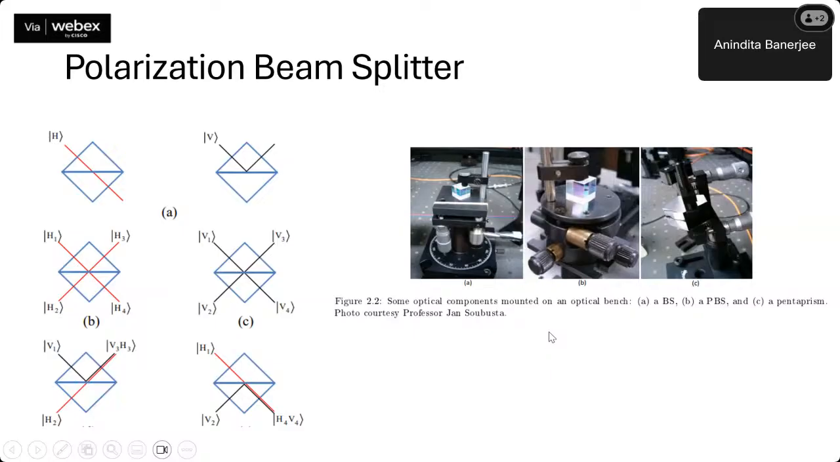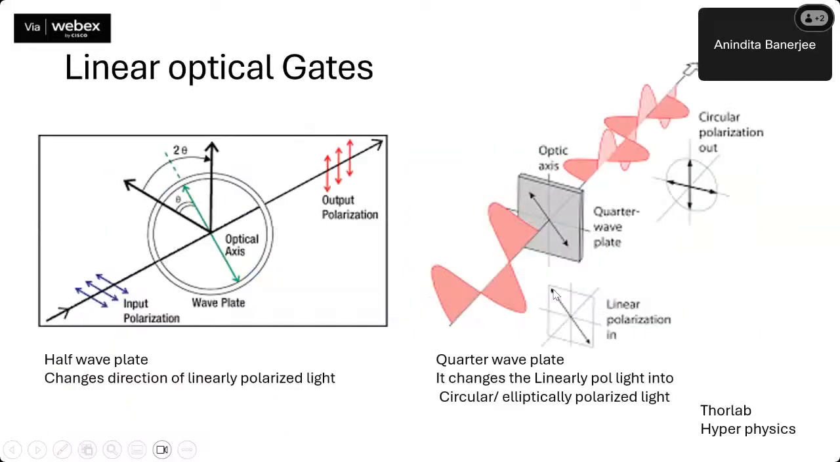Okay, so this is how a polarization beam splitter looks, and this is again from that book. A polarization beam splitter and a beam splitter look similar from here, but once you shine polarized light, you will see it coming out through only one of the ends. And of course, they will be marked on top of it. Another very important optical gate is the half-wave plate.